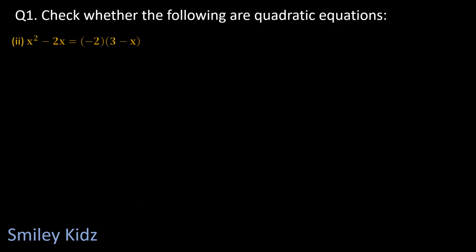Here we have the second sub-question on our screen, which says x squared minus 2x is equal to minus 2 multiplied with (3 minus x). Well, let me simplify this. x squared minus 2x is equal to minus 2 is getting multiplied with 3 and also minus 2 is getting multiplied with minus x, isn't it? So now, what is it going to result in? It's going to result in minus 6 plus 2x.